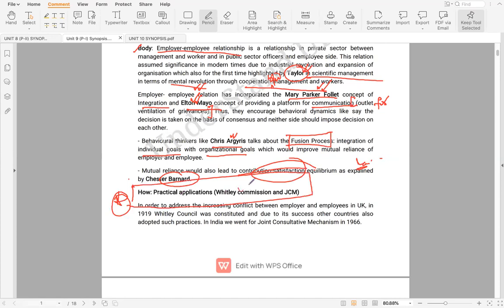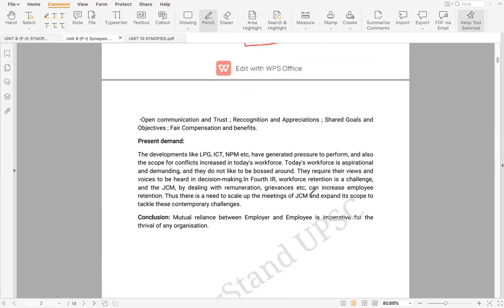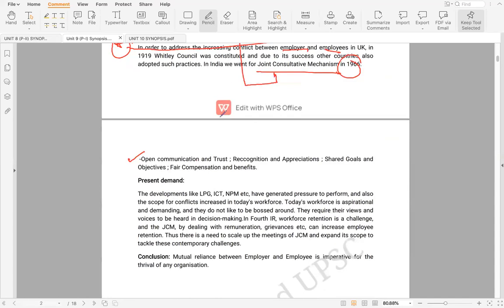So practical applications will be the Whitley Commission and JCMs in order to address the increasing conflict between the employer and employees in the UK. The Whitley Council was constituted, and due to its success, other countries also adopted such practices. In India, the contemporary of the Whitley mechanisms is the Joint Consultative Mechanism, which came around in 1966. Open communication and trust, recognition and appreciation, shared goals and objectives, shared compensation and benefits.